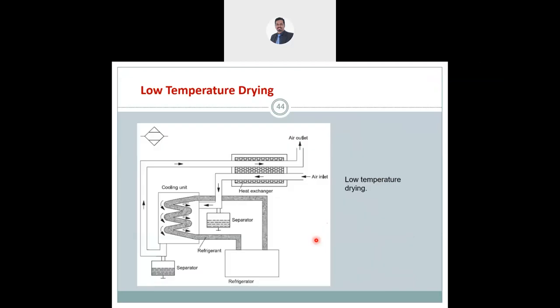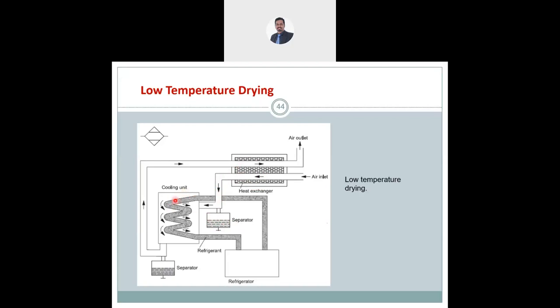So that's the first type. So boleh tengok dekat sini. So air enters, you have the heat exchanger dekat sini. So you have a heat exchanging element. So it can be a coolant or what. So waktu dia lalu tu, so automatically the condensation, it will reduce the temperature. So lalu dekat sini, because of the gravity, the water will be collected dalam the separator.